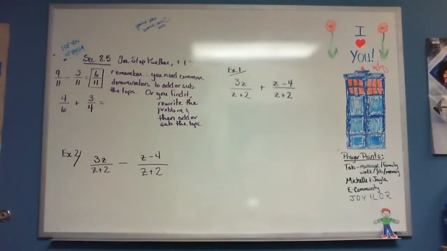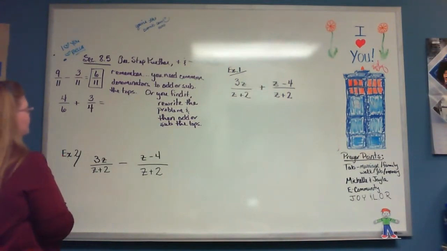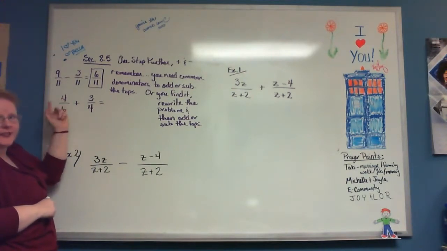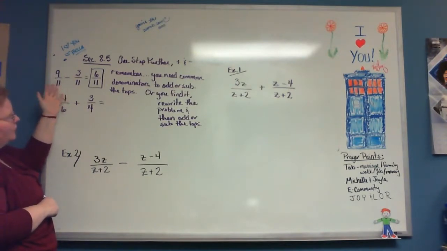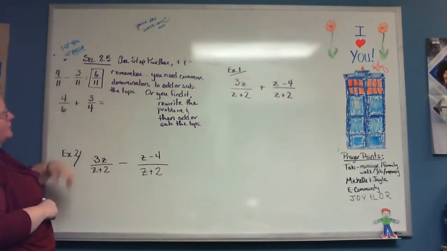Okay, section 8.5, adding and subtracting rational expressions. Back to the regular fractions, because I know you know these. Remember, you need common denominators to add or subtract the tops. Since we have a common denominator here, I could just say 9 minus 3 gives us 6. 6 over 11 is reduced.